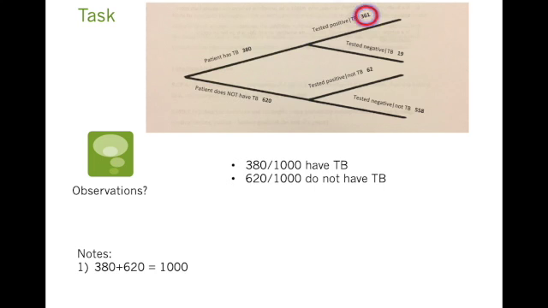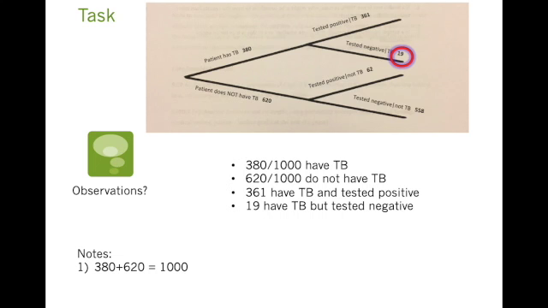Here, we can see that of the 380 with TB, 361 are tested as positive, while below we can see 19 of the 380 are tested negative. We will get into percents on the next page. And just as before, 361 plus 19 is 380, and we can see it in the diagram of this vertex with these two legs.